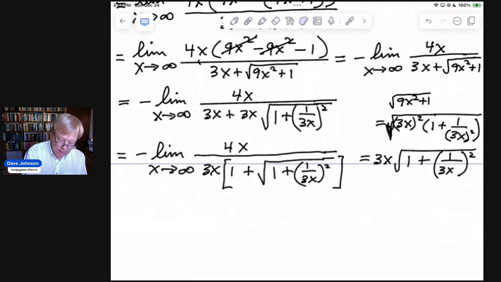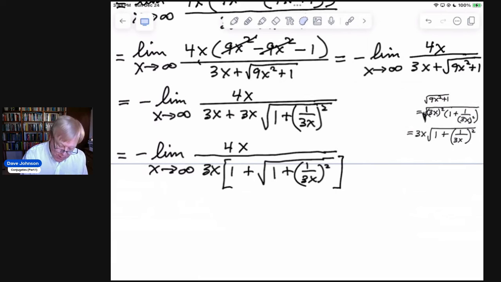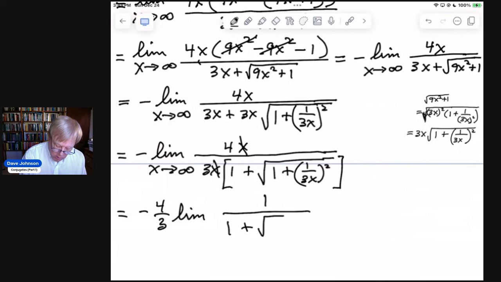Okay. To avoid a little confusion, let's move this off to the side and make this a little smaller so it doesn't get in the way. And now I can see that we can cancel this x with this x, and I can bring the 4/3 outside, so we get minus 4/3 times the limit of 1 over 1 plus the square root of 1 plus 1 over 3x squared.